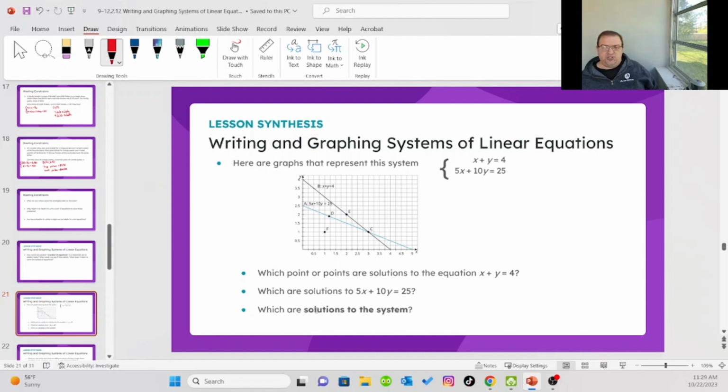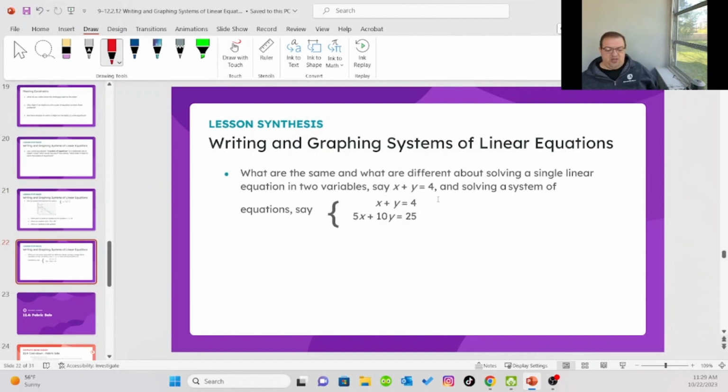Which are solutions to the system? Well, C is the only one that is a solution to the system because it's the only point that makes the first equation and line in black and the second equation, which is the blue line. C is the only point that makes them both true. So it is the solution to the system.